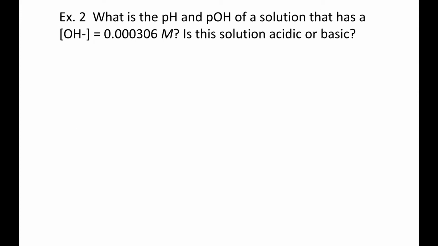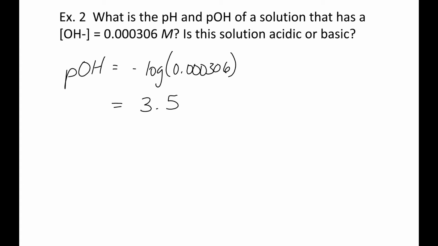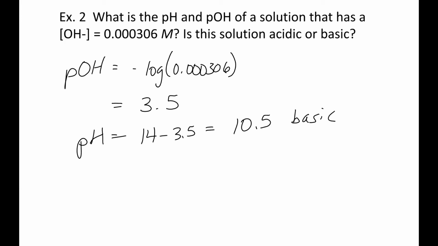Okay, what is the pH and pOH of a solution that has a hydroxide ion concentration of 0.000306? Well, pOH is minus the log of 0.000306. And when you put it in the calculator, it comes out to be 3.5. Now, you can't tell whether it's acidic or basic yet because you've got the pOH, not the pH. So the pH is 14 minus 3.5, which is 10.5, which means it's basic. You can only use the pH to tell whether it's acidic or basic, not the pOH.